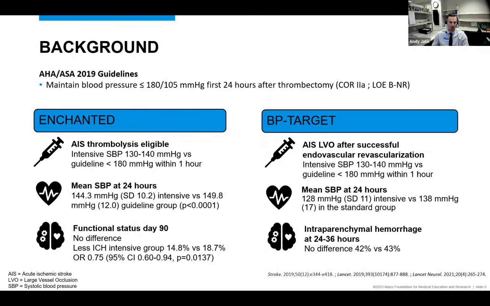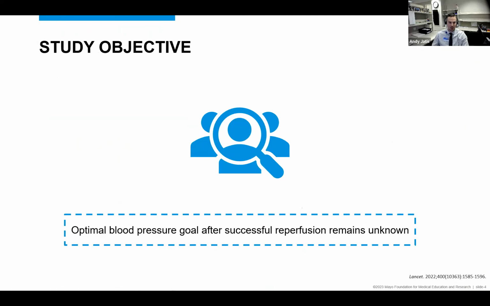So in combination with the literature review thus far, the main thought, and what brings us to our study objective that we'll be discussing today, is that the optimal blood pressure goal after successful reperfusion still remains unknown. So really the goal of our study is to assess both the safety and efficacy of a more intensive blood pressure goal for our patients that do undergo successful reperfusion with endovascular thrombectomy.